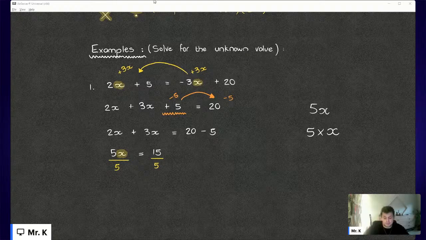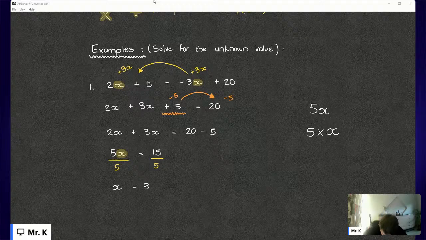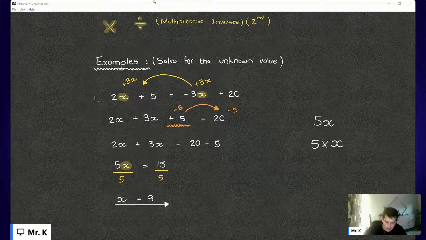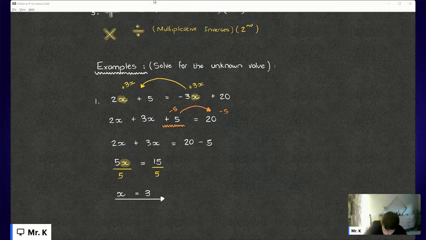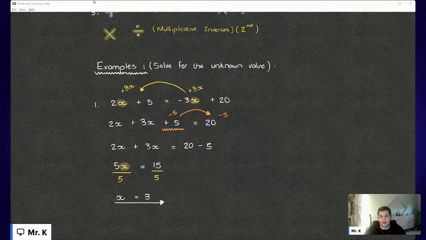So what happens? On the left-hand side, these fives are going to cancel, leaving me with just x. And on the right-hand side, 15 divided by 5 gives me a value of 3. And so now I've solved the equation and I've found that the variable x must have a value of positive 3. Okay, so guys, that is the long way of approaching a question so that you can solve for the value of a variable.